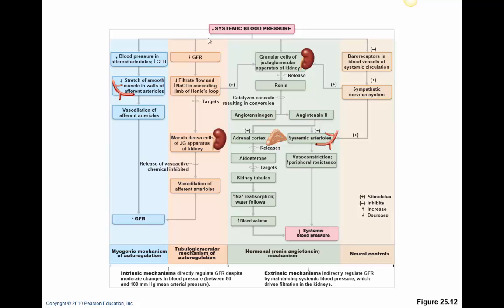Now, if we look at the extrinsic controls, we can see here that the granular cells not only act locally on the afferent arteriole, but they also secrete a hormone into the blood, so they act systemically as well.